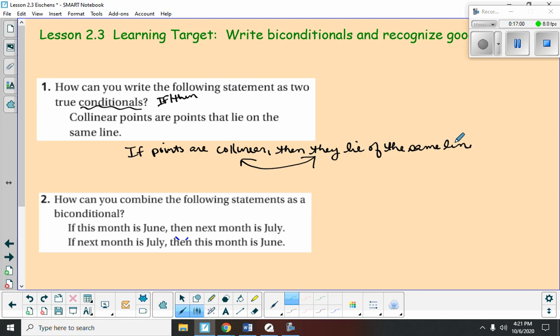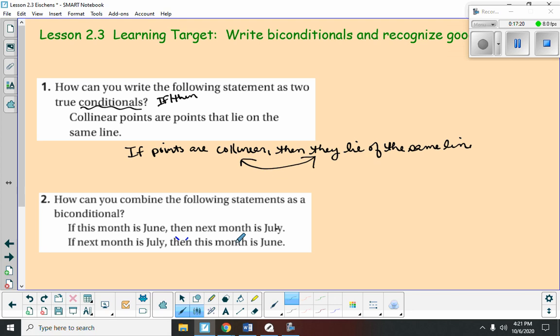And the next one says, how can you combine the following statements as a biconditional? If this month is June, then next month is July. If next month is July, then this month is June. So think about it. First of all, are they true? If this month is June, next month is July? Yep. If next month is July, then this month is June. True. So again, how can you combine it?